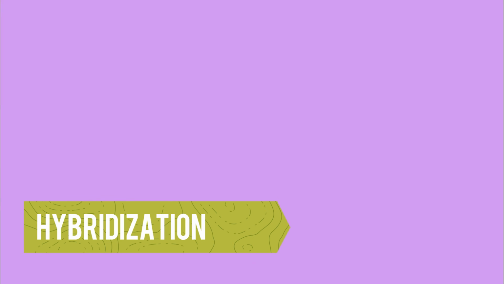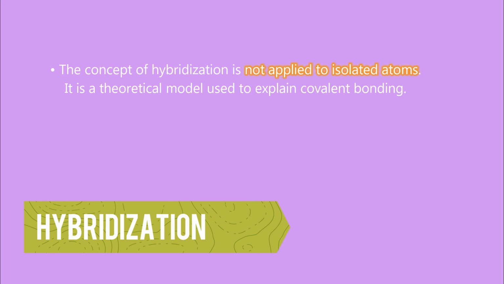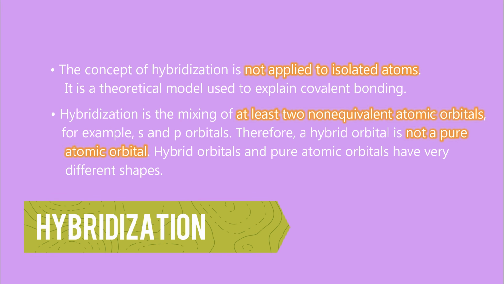To summarize our discussion of hybridization, we note that the concept of hybridization is not applied to isolated atoms. It is a theoretical model used to explain covalent bonding. Hybridization is the mixing of at least two non-equivalent atomic orbitals, for example, s and p orbitals. Therefore, a hybrid orbital is not a pure atomic orbital. Hybrid orbitals and pure atomic orbitals have very different shapes.